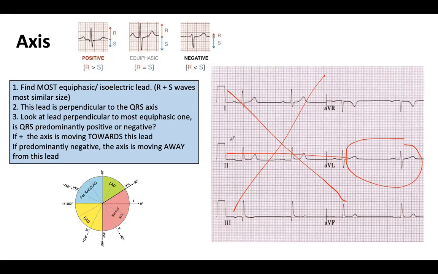So our answer is that lead 2 is perpendicular. Now we go to lead 2. Is the QRS predominantly negative or positive in lead 2? It is positive. So our current is going in the direction of lead 2, because in lead 2 the QRS complex is positive. So our axis is plus 60 degrees. And is that the answer? Yes, so that's the answer. We'll go through a second example.